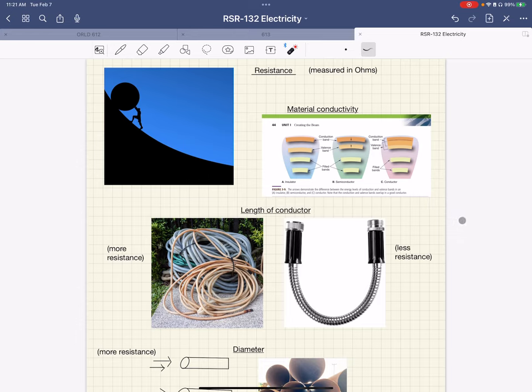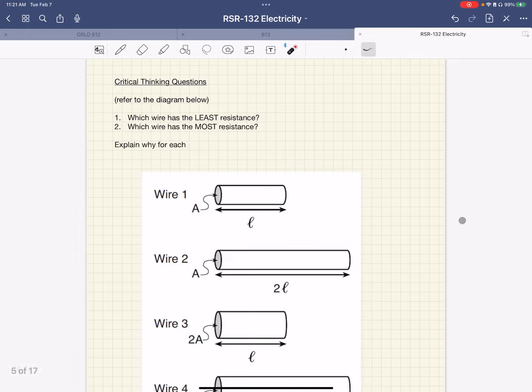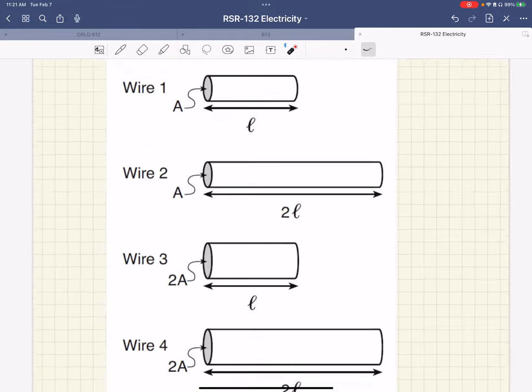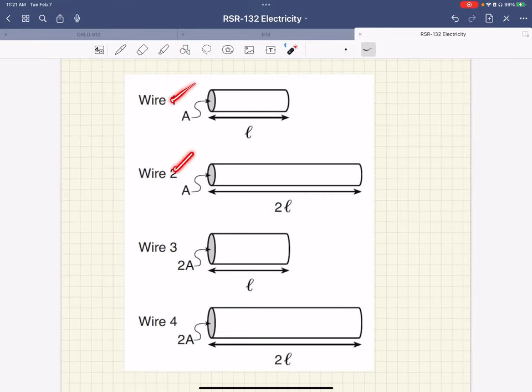And just like the other one, I have 2 critical thinking questions to go along with this. So what I want you to do is refer to the diagram below. And there's 4 wires. You can see 1, 2, 3, 4. And you can see that there are different configurations. I think the A means aperture, I think. Aperture is basically a hole.